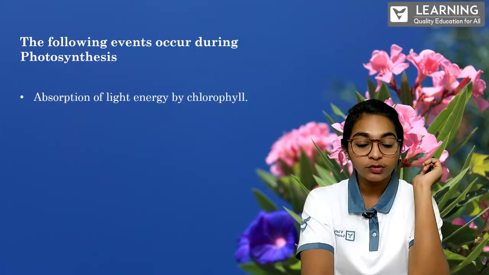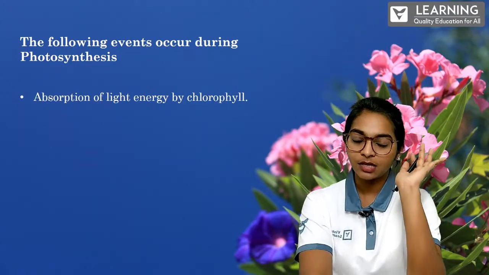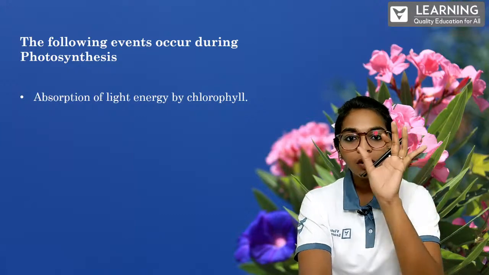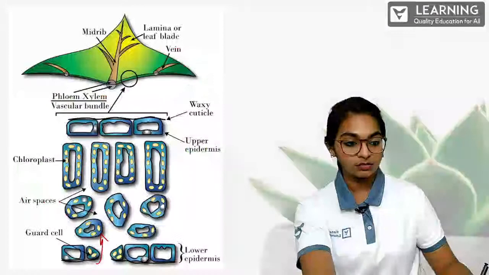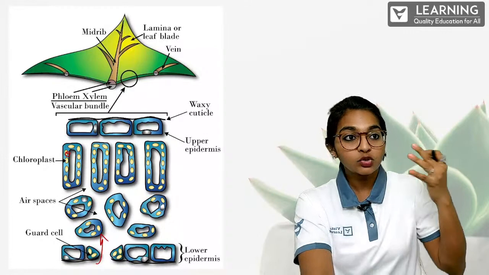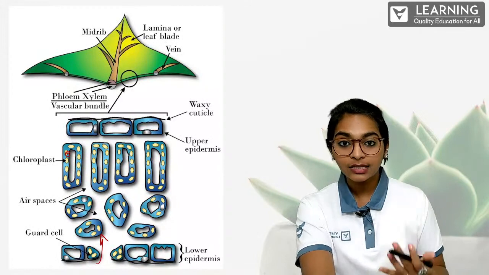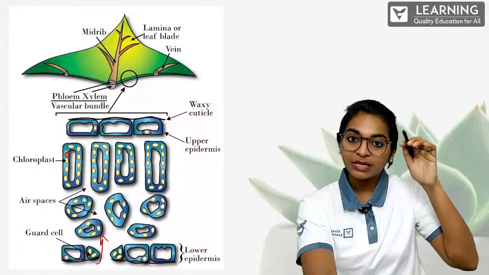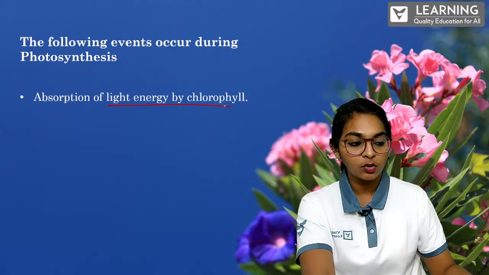So now let's discuss what events normally occur during photosynthesis. First one, absorption of light energy by the chlorophyll. The first process is, as soon as the sun rises, the plants are there, and as the sunlight comes, the first thing it will do is absorb the light energy. And see here, this chloroplast is not stationary. They keep on moving, because when they are exposed to too much sunlight, it cannot bear it. It will die, because of excess heat and light. So the chloroplasts keep on moving, in random motion. Have that also in mind. So absorption of light energy by chlorophyll happens.